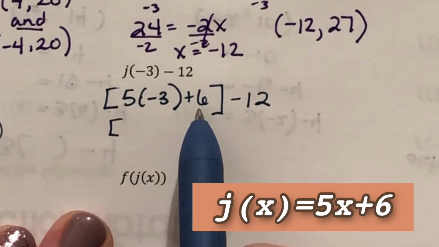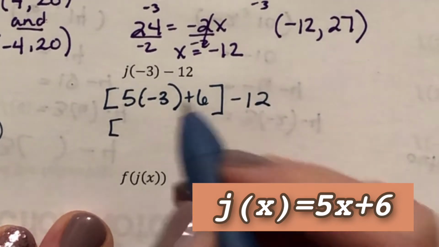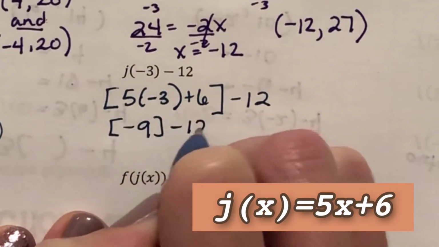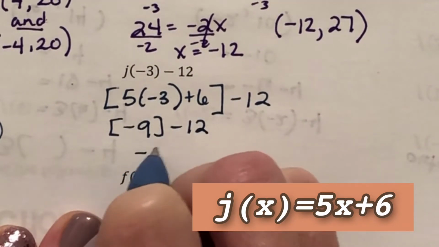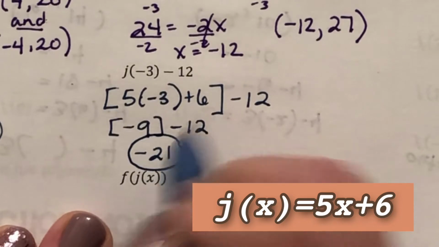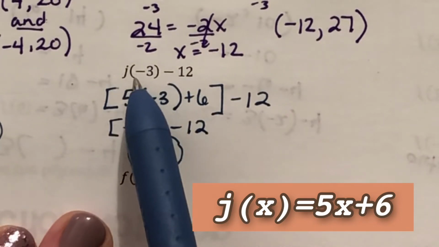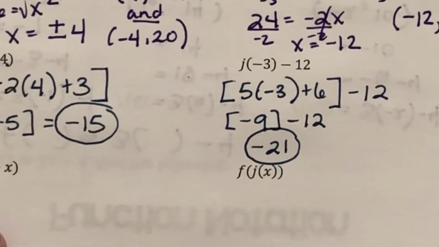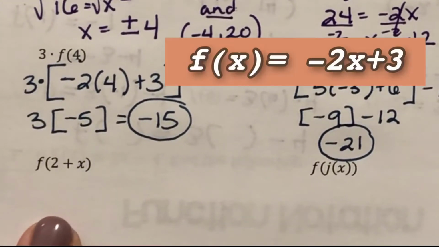Negative 15 plus 6 is negative 9. So I have negative 9 and a negative 12, which is a negative 21. So j of negative 3, subtract 12 is negative 21. This one is a little bit interesting.